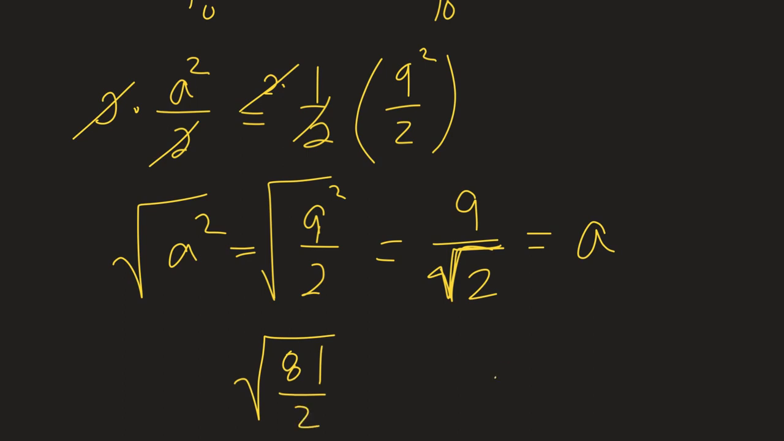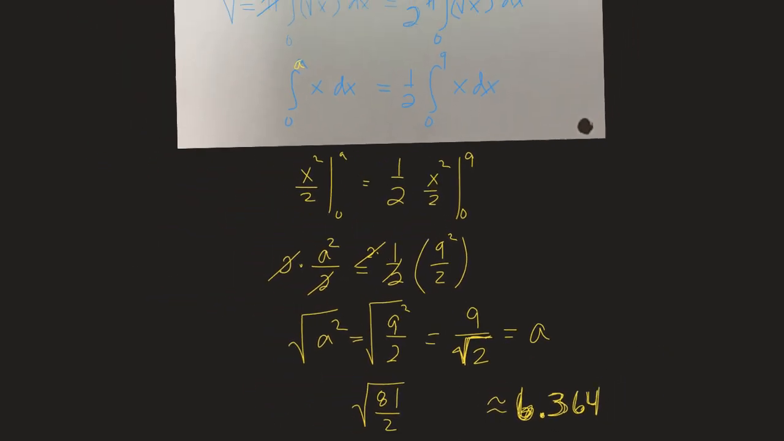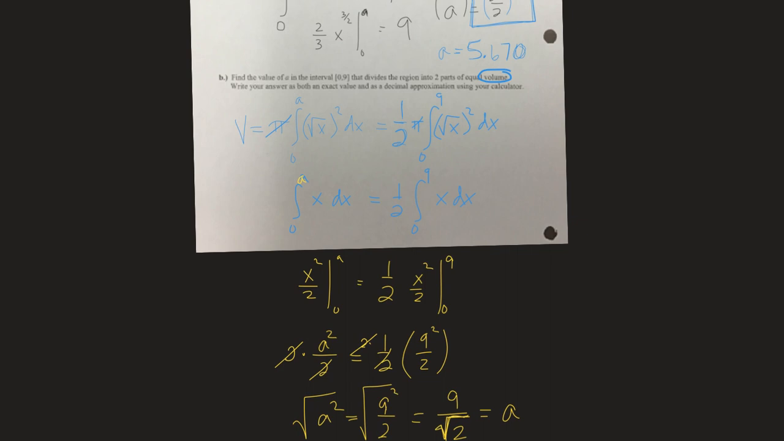That is good. Now let's plug it into your calculator and get an approximation. 9 divided by root 2. Calculator says 6.364. Okay, so these are not the same points. Dividing the area in half is not the same as dividing the volume in half. Okay, but this is going to be the line that would divide your volume into 2 equal parts. And then 5.67 is the line that divides your area into 2 equal parts.